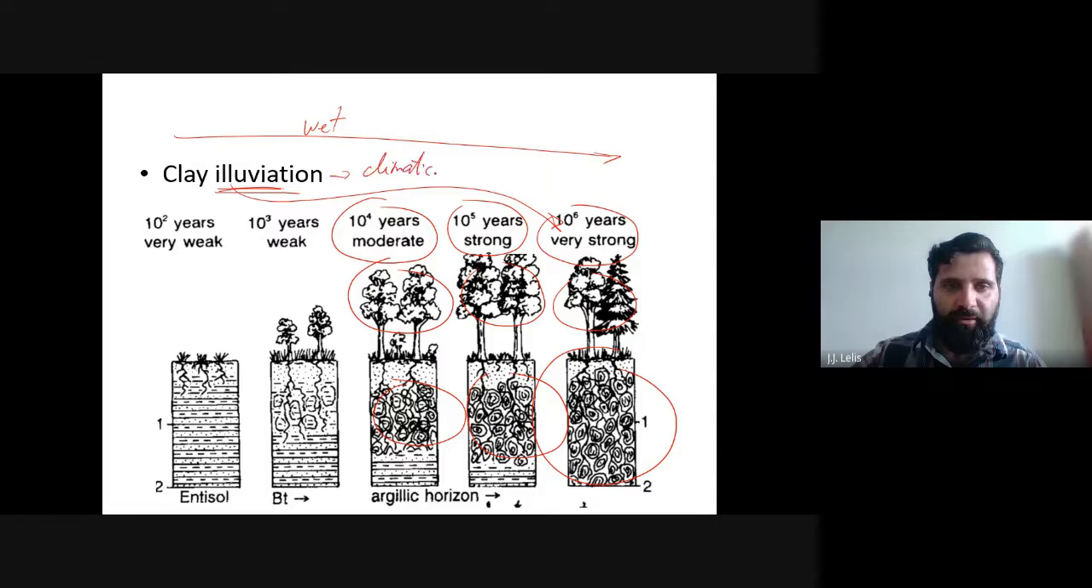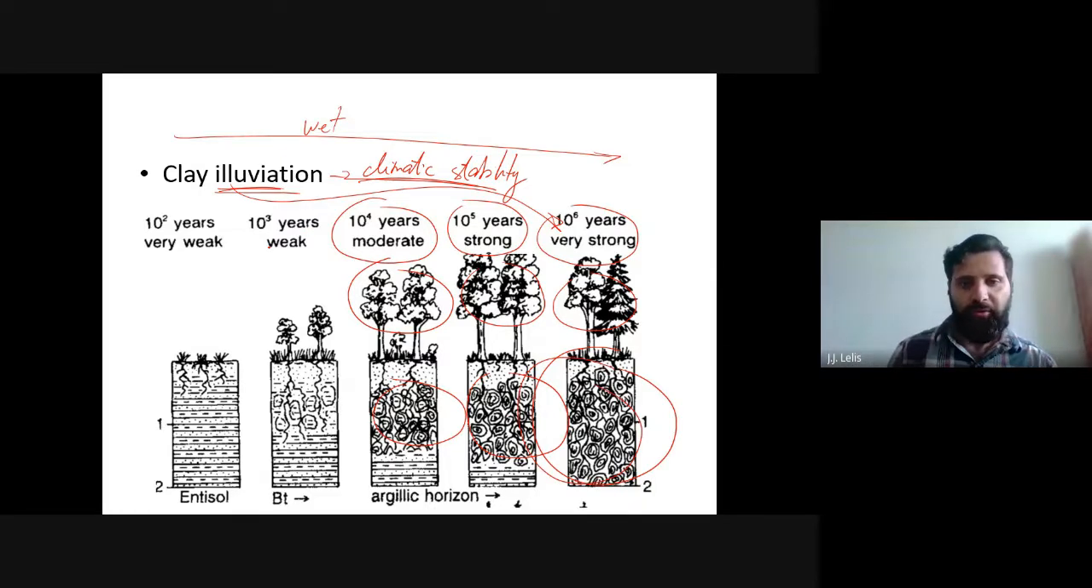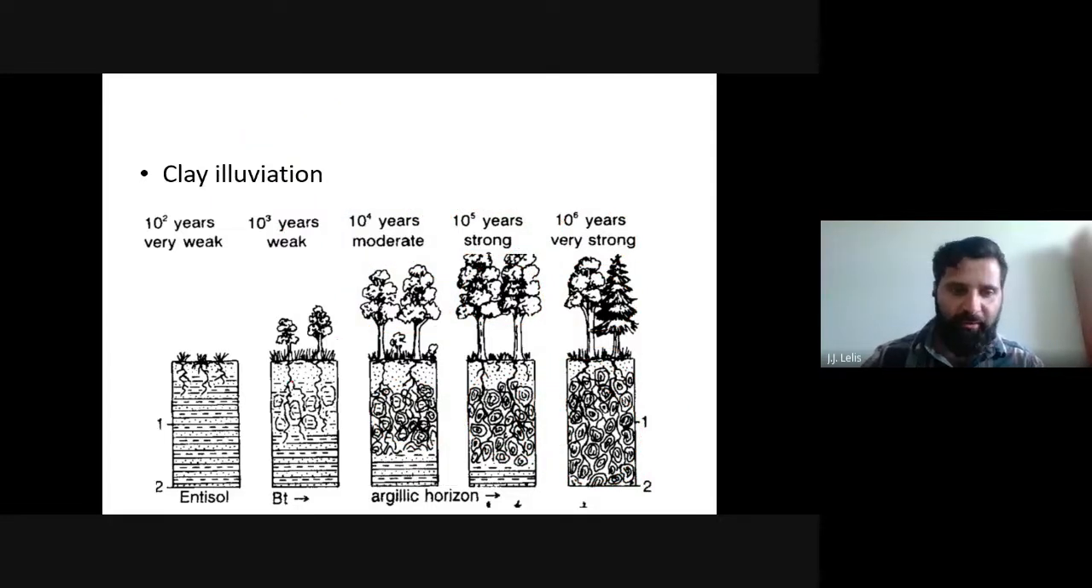So you can only form an argillic horizon, an acrisol, a nitisol, an argisol, if you have climatic stability for a long time, because the migration of clay, the formation of a horizon that presents a higher content of clay in the subsurface and presents clay skins, takes a lot of time, thousands and millions of years.